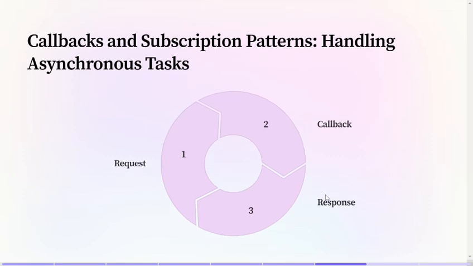Now let's discuss callbacks and subscription patterns handling asynchronous tasks. What is asynchronous processing? Some tasks like fetching restaurant data take time. Instead of making the user wait, we use asynchronous patterns. So first one is callback. A function is passed as an argument to be executed later. Example, fetching restaurant details and displaying them only after the data loads.